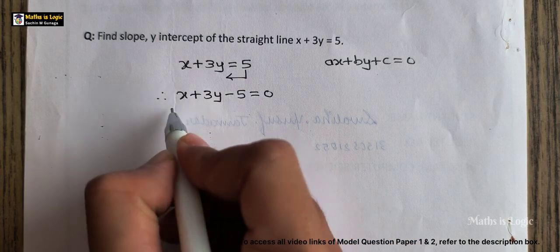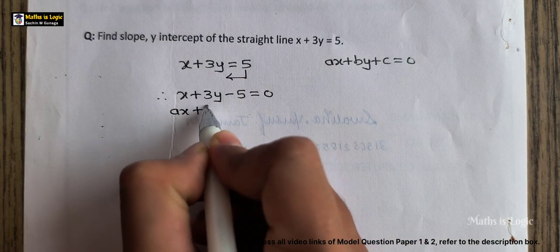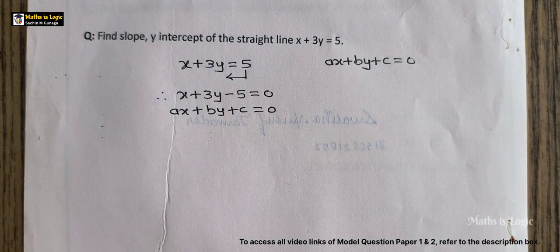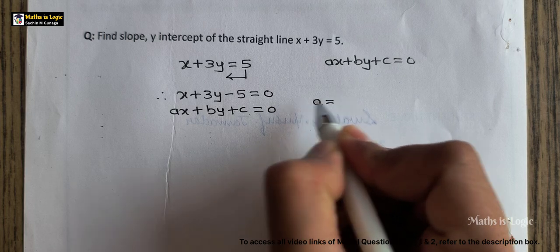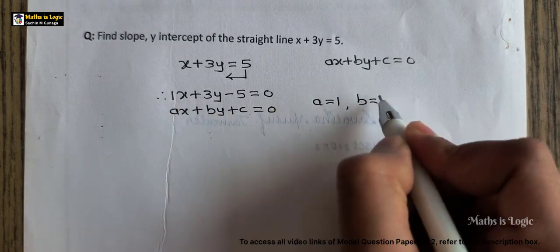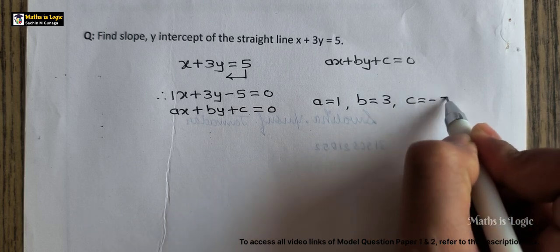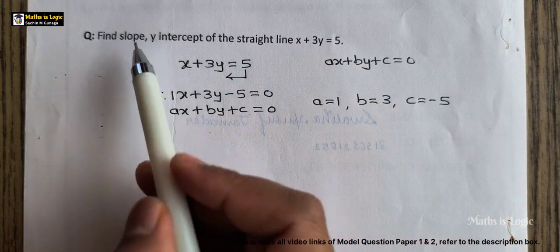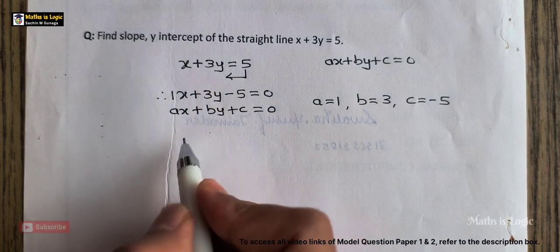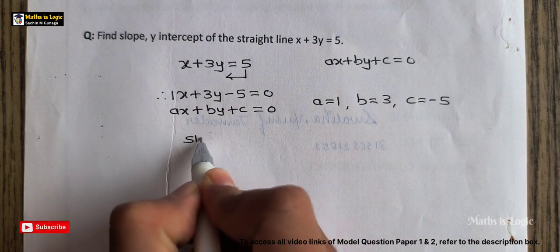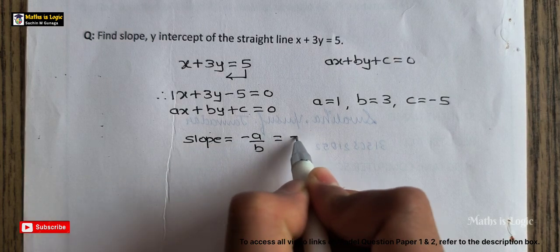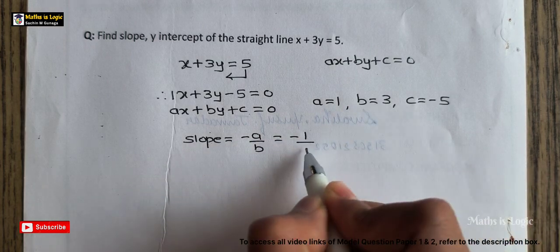After that, compare with the standard one, Ax plus by plus c is equals to 0. A value is nothing, means 1. B value is 3 and C value is minus 5. In the question you only need to find the x and y intercept, but I am going to solve all three values. Therefore, slope is minus a divided by b, minus 1 divided by 3.